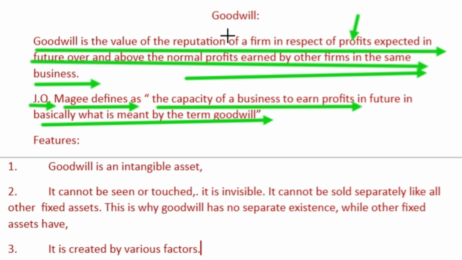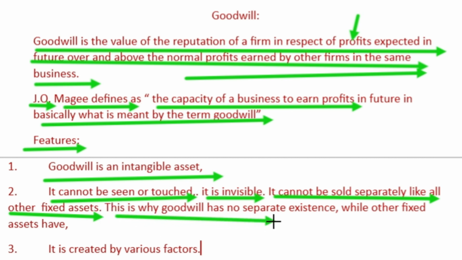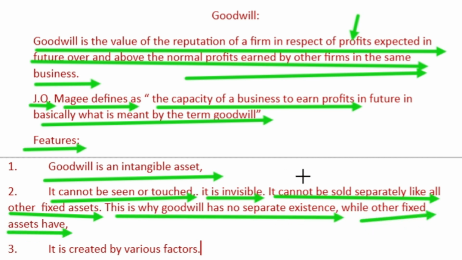Based on the definitions and the meaning, goodwill possesses the following features. First, goodwill is an intangible asset, in the sense that it cannot be seen or touched. It is invisible, so it cannot be sold separately like other fixed assets. Goodwill is always connected with the business. This is why goodwill has no separate existence, while other fixed assets like furniture, land and building have a separate existence. They can be sold separately.